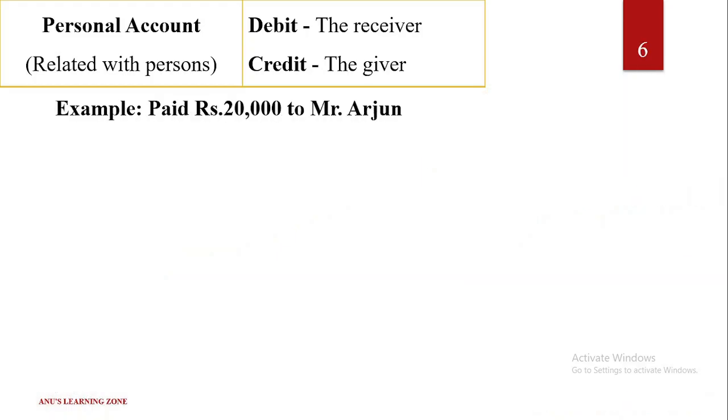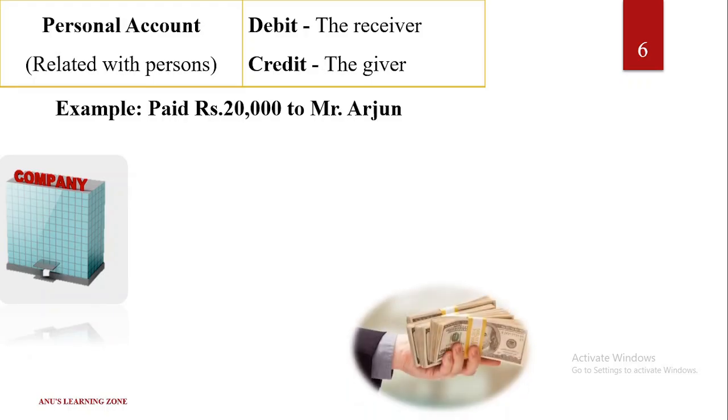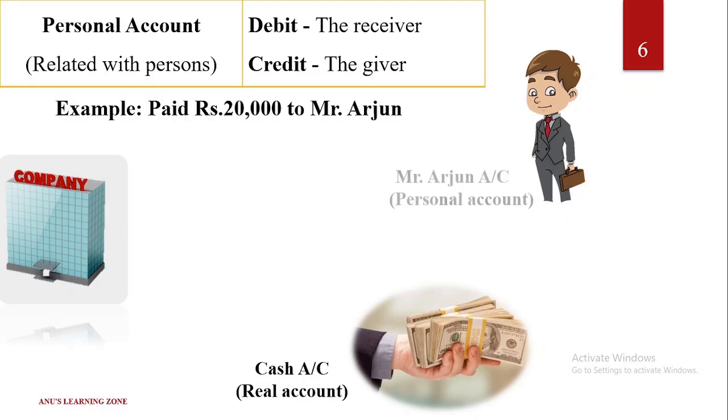Another example is paid rupees 20,000 to Mr. Arjun. Here also we have to think from the point of view of the company, and the two accounts that come are the cash account and Mr. Arjun's account. Cash account is a real account whereas Mr. Arjun's account is a personal account. So again it is a combination of real account and personal account.